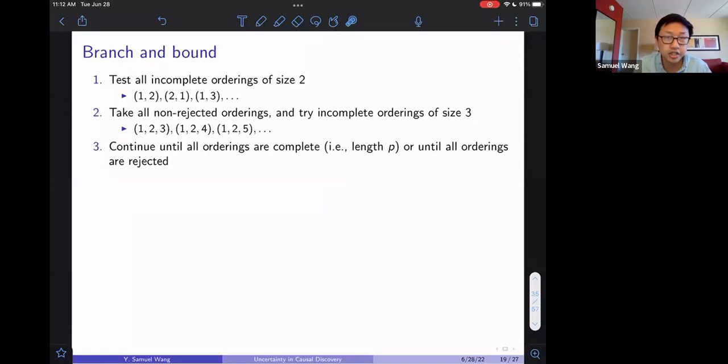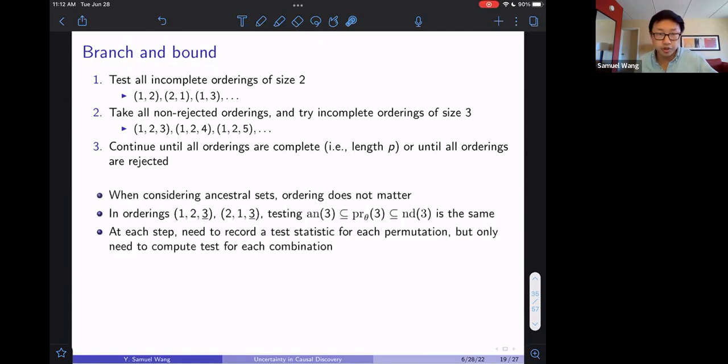Okay, so practically speaking, we use a procedure which starts with small orderings, in this case, orderings of size 2, tests them all, and then takes all the non-rejected orderings and tries to see if we can continue building on them, going to orderings of size 3 and 4. It continues testing these orderings until I've tested and verified that the total ordering is not rejected by the goodness of fit test.